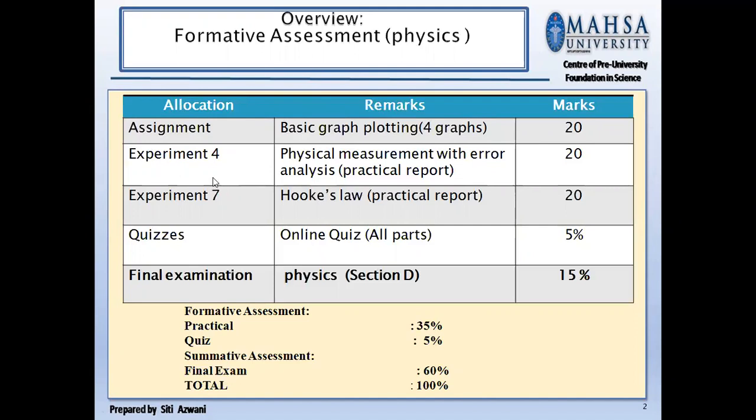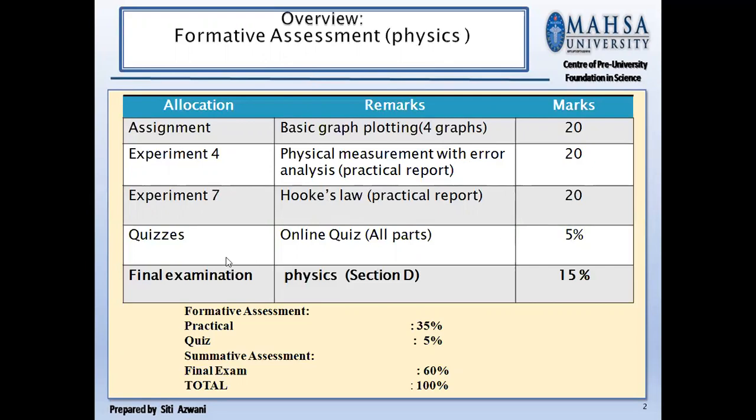Second, you have experiment 4, where the topic is physical measurement with error analysis. After you finish your experiment, you need to write the practical report and then submit. The mark is 20 marks. Third, you also have a practical, the topic is Hooke's law. After you finish the practical of Hooke's law, you need to write the practical report, then submit. The mark is 20 marks.